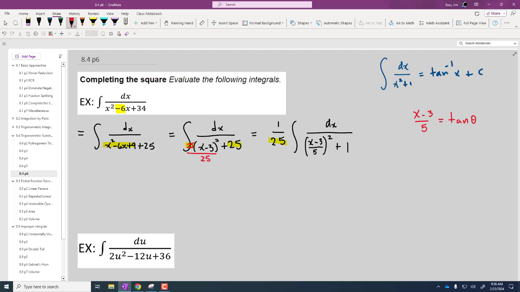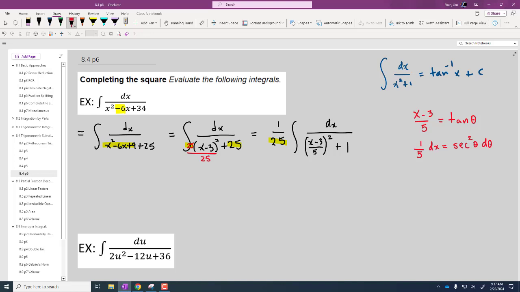And then we take the derivative of both sides. And once again, the derivative of the left is 1/5. We need to put a dx in there. Let's see if my scribble will work. So 1/5 dx, derivative of tan is secant squared of theta d theta. So that's where we're at.